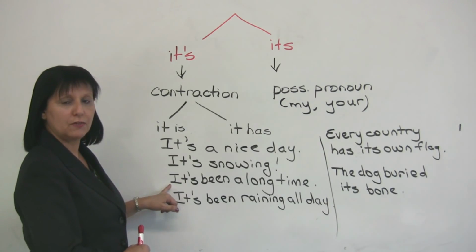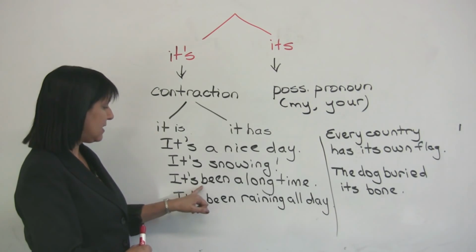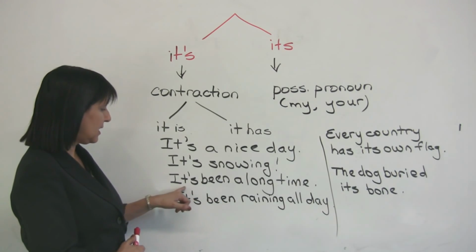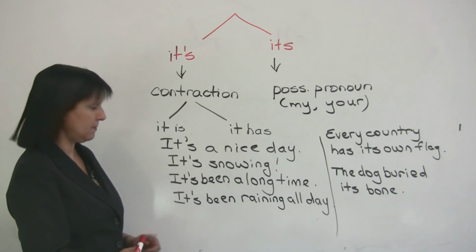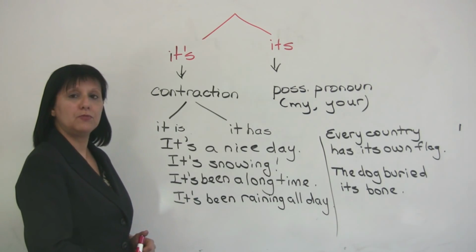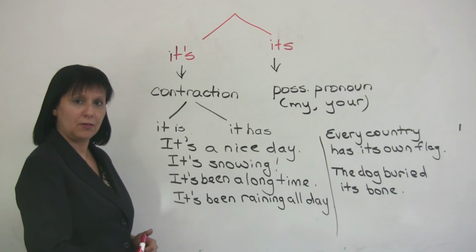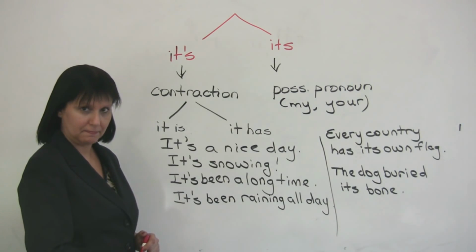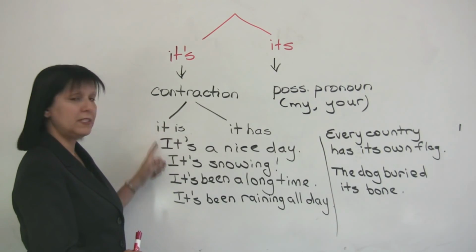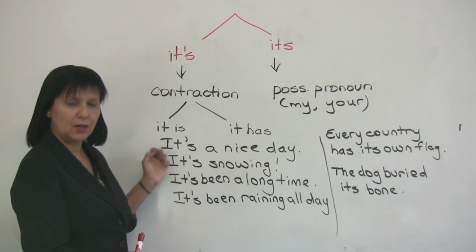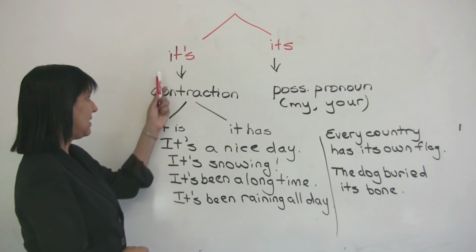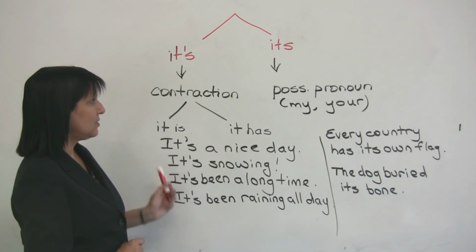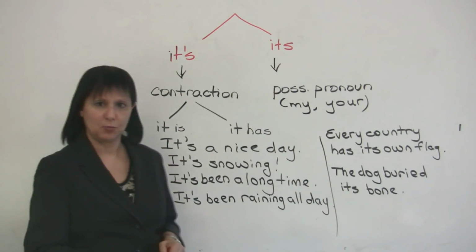This is a contraction of what? It has been, right? It has been. So we're using it apostrophe S. The last one, it's been raining all day. All right? Again, it has been raining. All right? So whenever you want to say it is or it has, then make sure you use the apostrophe. All right? So let's go now to the next one.